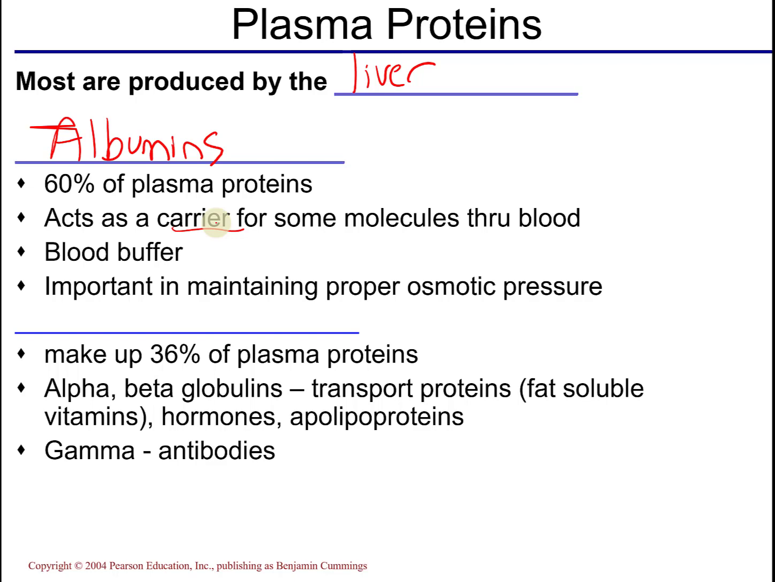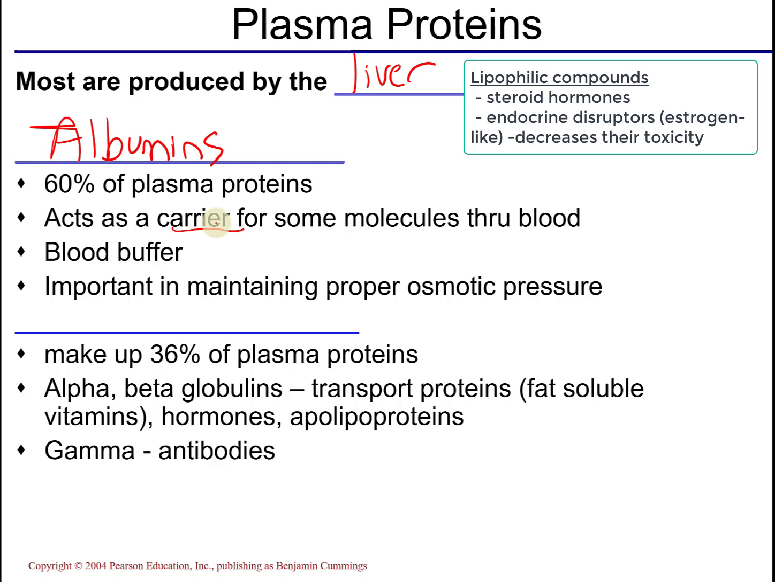An example of a lipophilic compound would be steroid hormones. Steroid hormones do not dissolve in blood, and so they are shuttled through the blood by albumins. There are also several toxic lipophilic compounds found in the environment, like endocrine disruptors, which mimic the effects of estrogen. Albumins will bind to these lipophilic toxic compounds and diminish their toxicity. Albumins also act as a buffer, maintaining the pH of blood, and they're important in maintaining the proper osmotic pressure, as we already talked about.